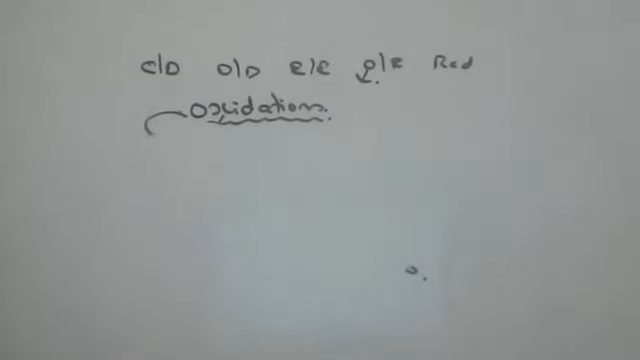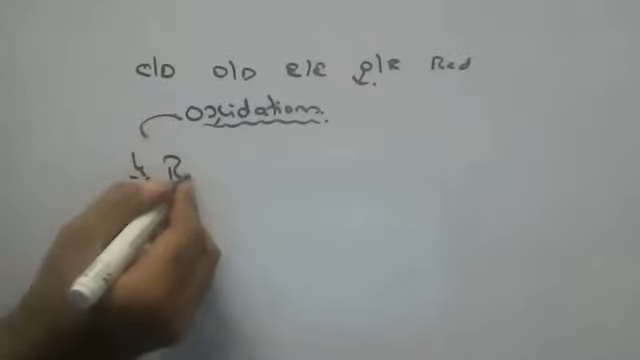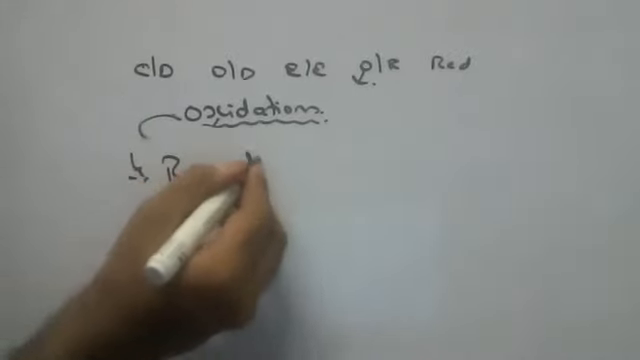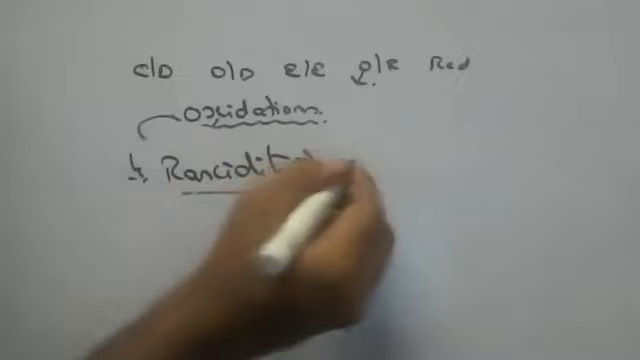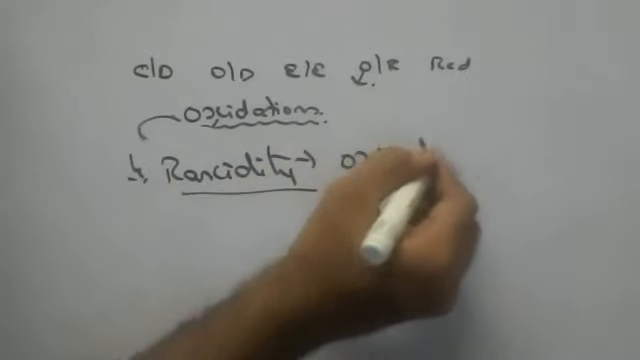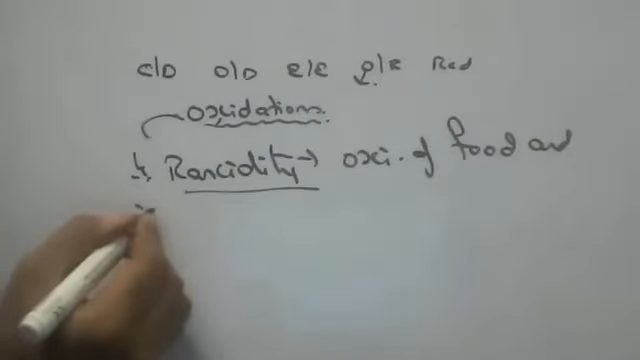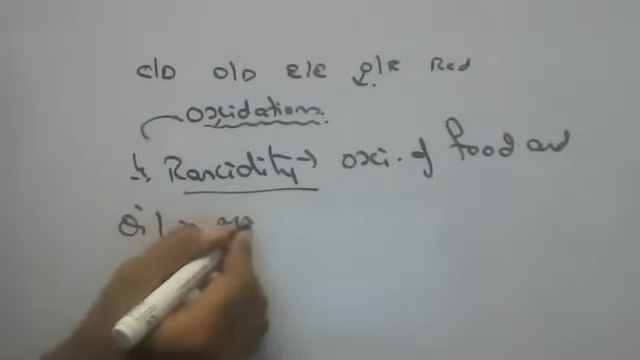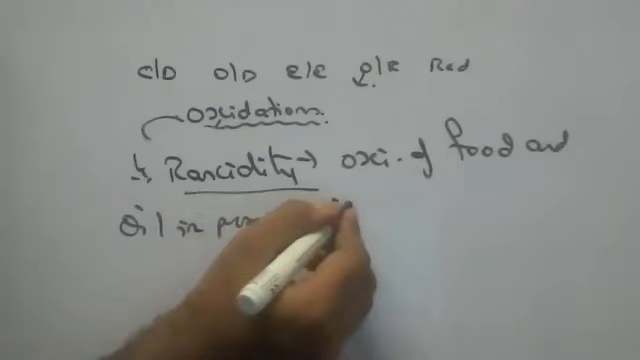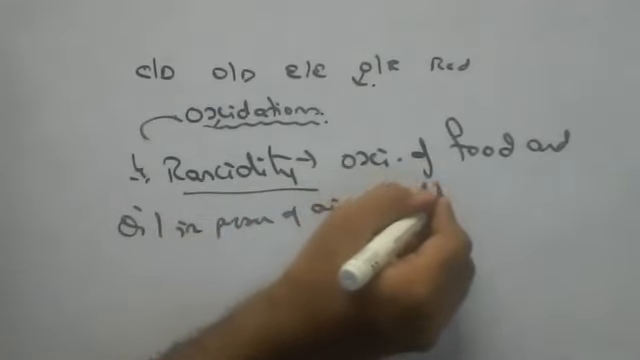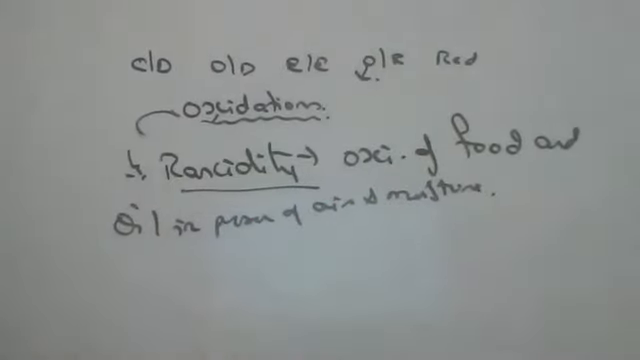Fourth one, rancidity. Someone was asking, sir, when will you teach rancidity. Children, what is rancidity? Oxidation of food and oil. It may be any food articles, in presence of air and moisture. It's called rancidity.